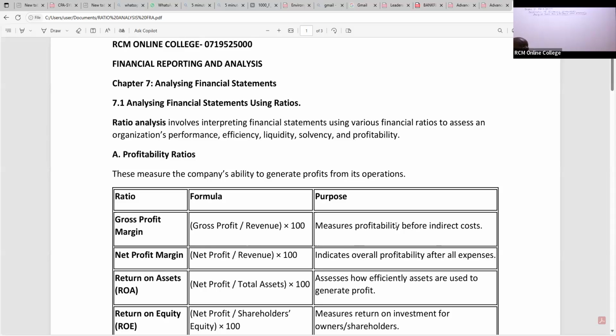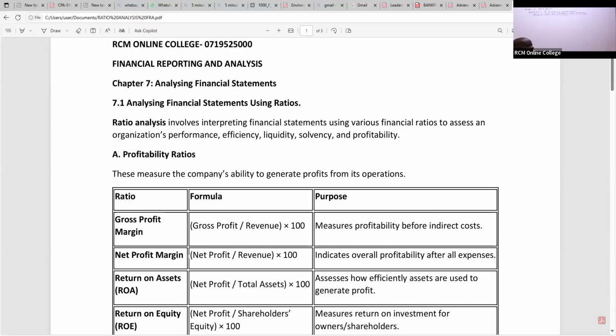Measures profitability using the cost of sales only. You see, for us to get gross profit, we take sales revenue minus cost of sales. Before you start looking at indirect costs, get that gross profit that you have there, you divide it by sales revenue, there you will be.